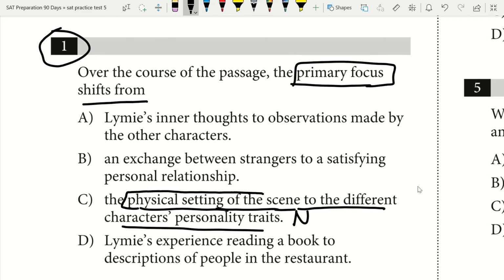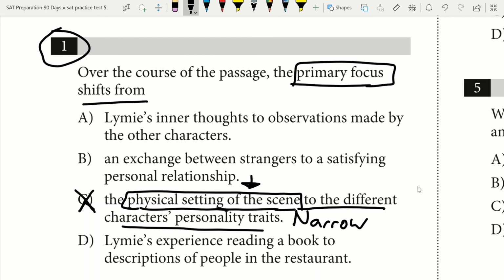Now, do we describe the physical setting of the scene? Yes, but we would be focusing too narrow on that if we were going to pick C, and we would end up getting that one wrong. So we want to avoid focusing too narrow on one part of the passage. When we're asked about the primary focus shifting over the course of the whole passage, we want to make sure that we're looking at the big picture, which means we're not focusing on one little detail. So we can go ahead and get rid of C.